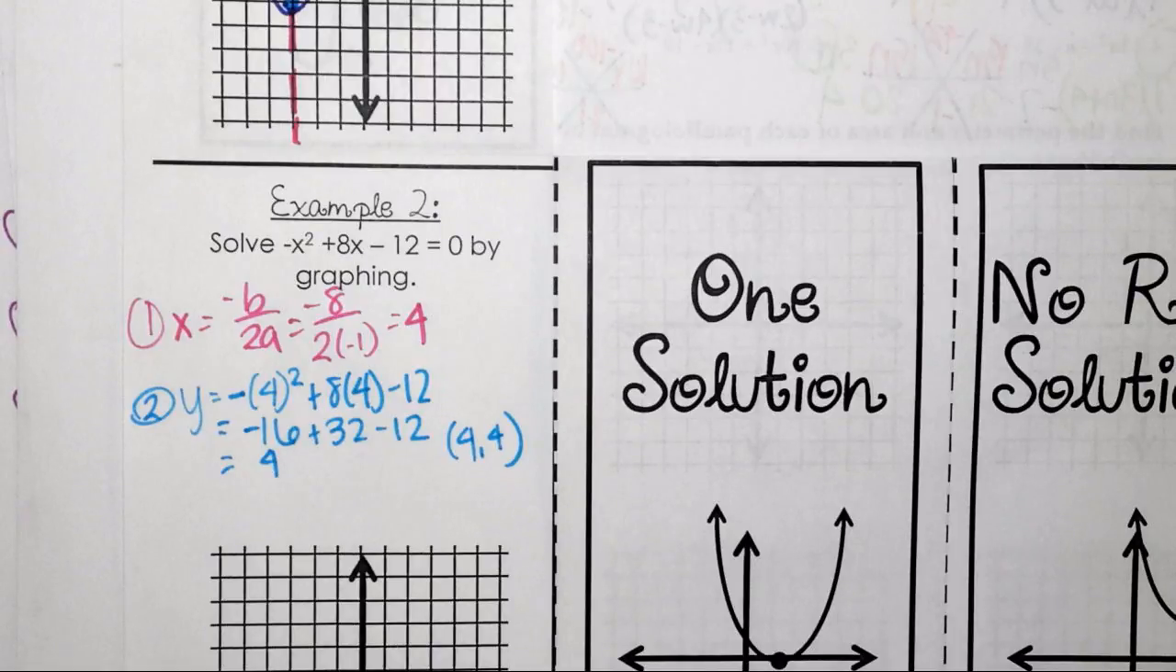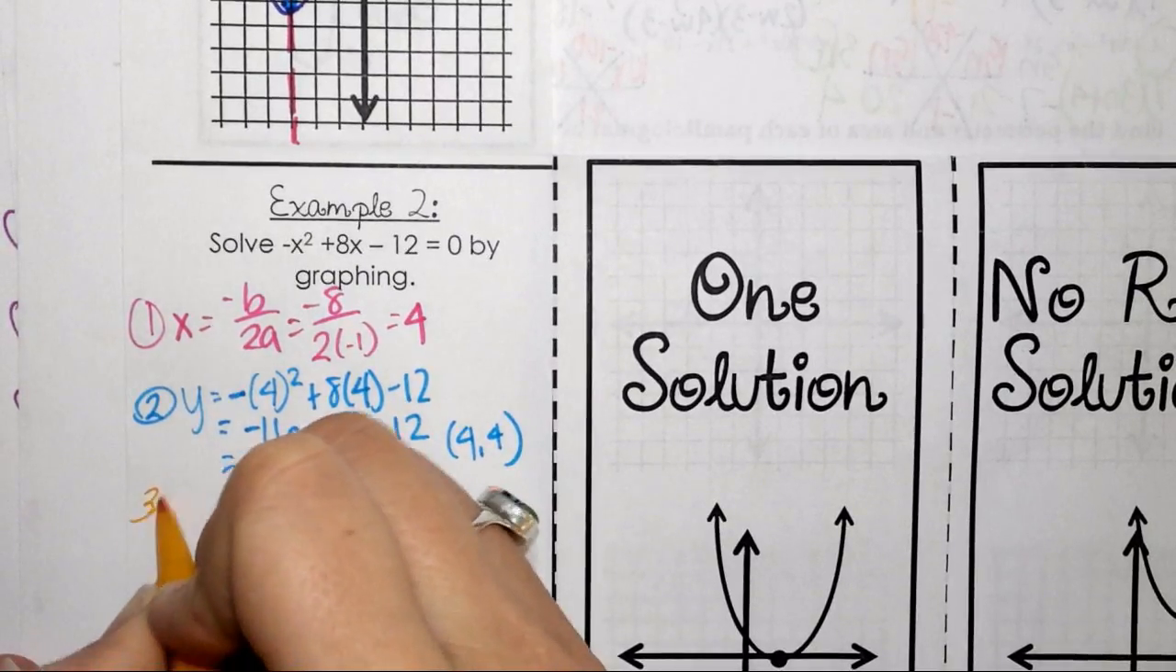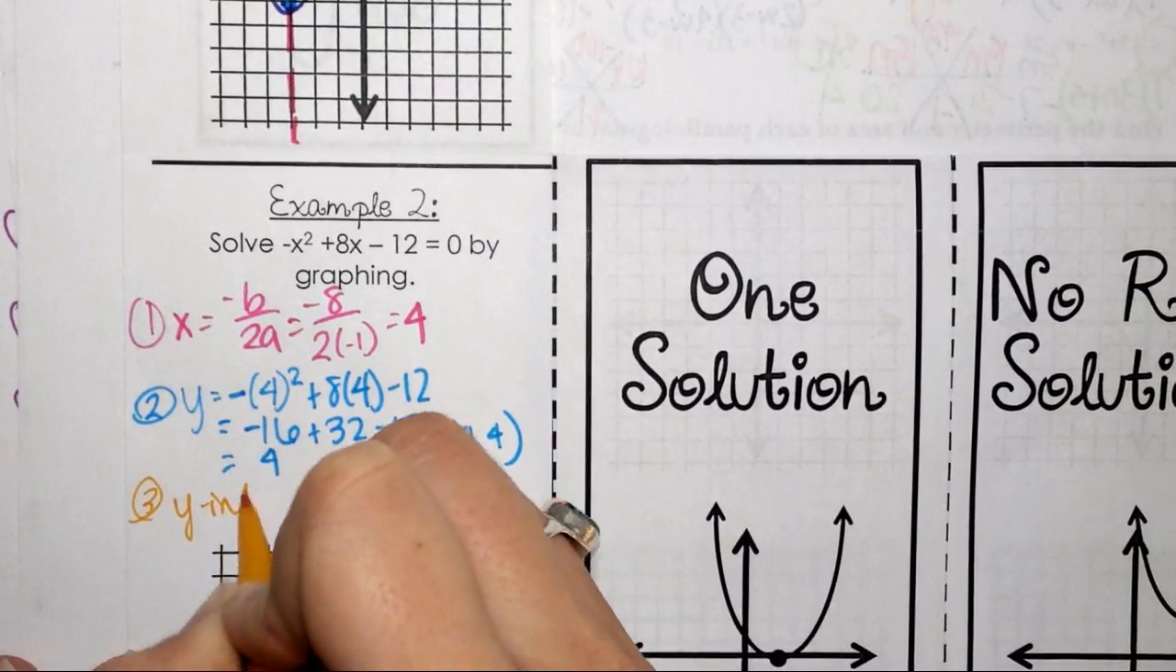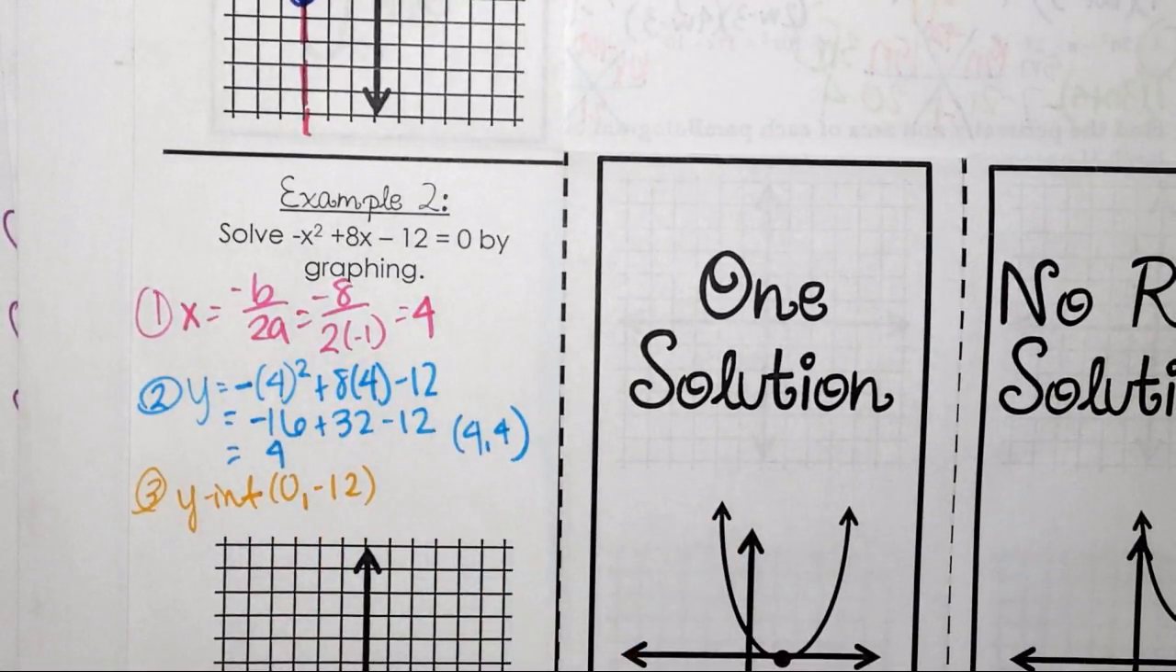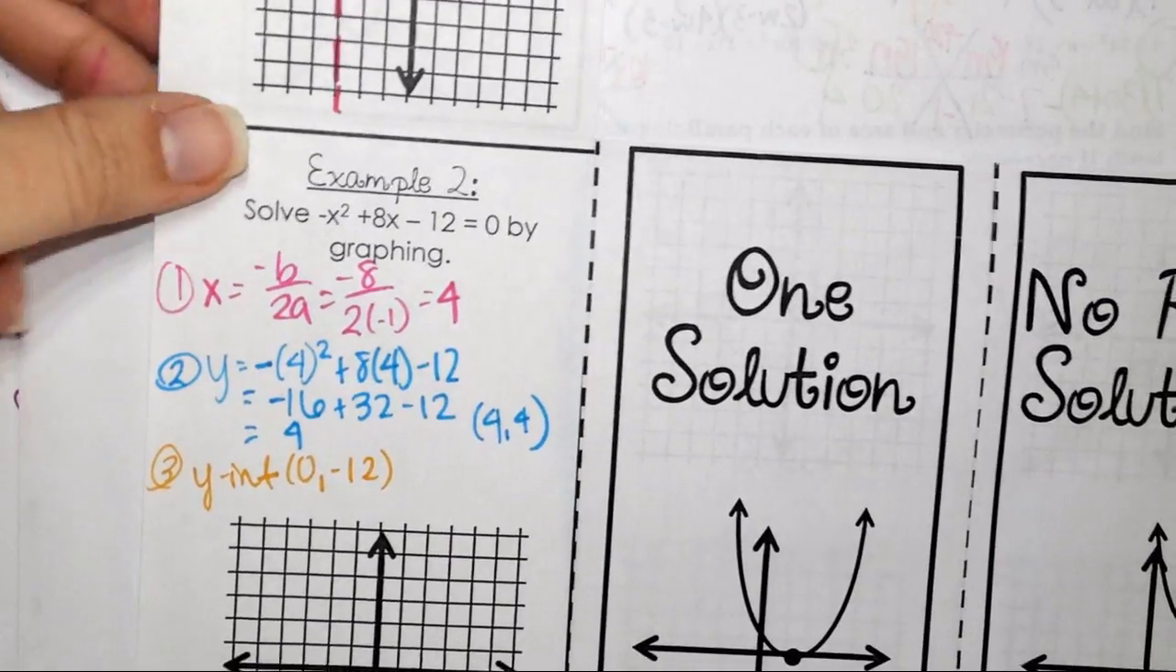And what's our last step? Y-intercept. And are we going to have enough room to graph our y-intercept this time? Because it's negative 12, right? So we're going to use our perfect squares. That means we're going to practice it again. So calm down. Are you ready?